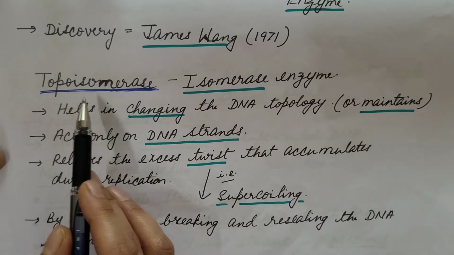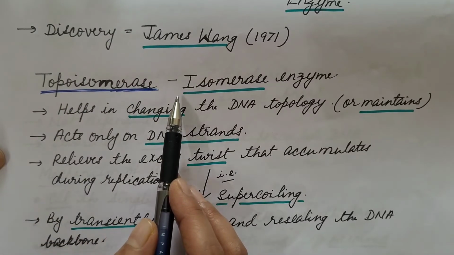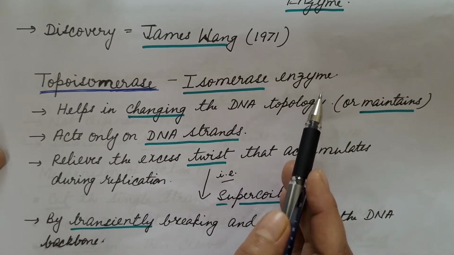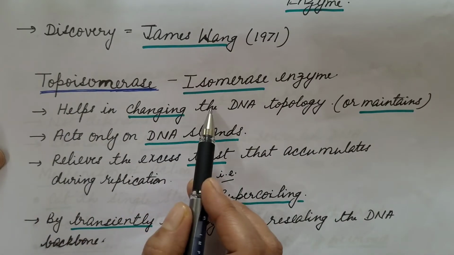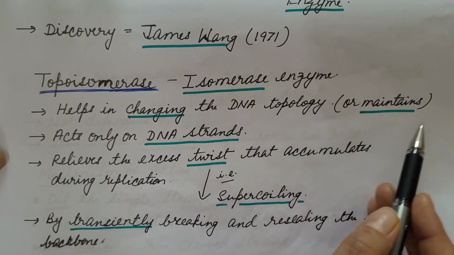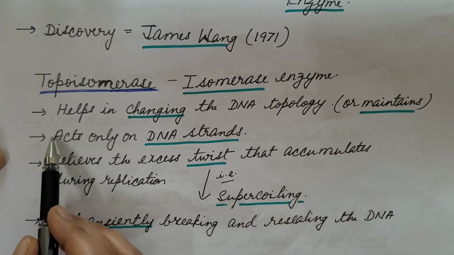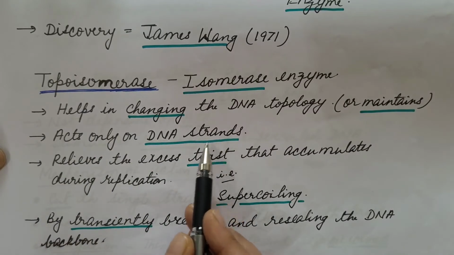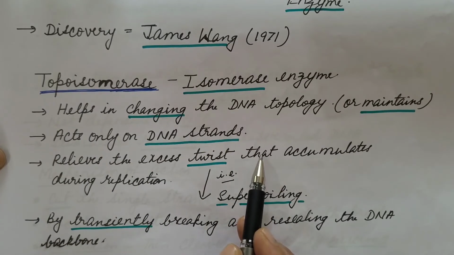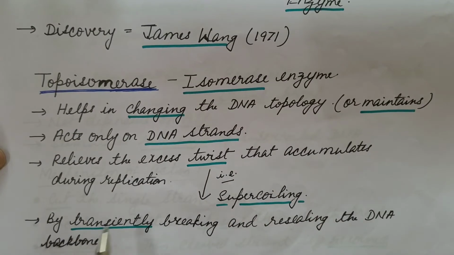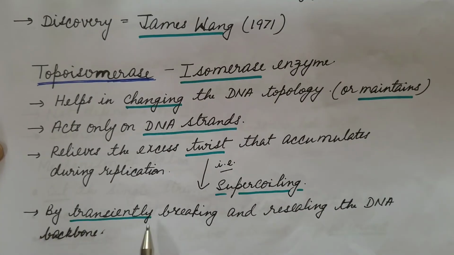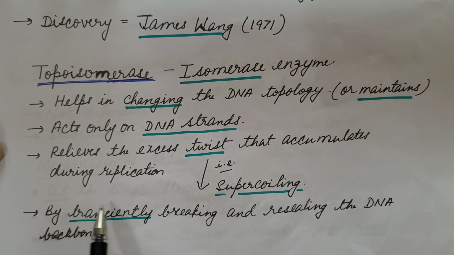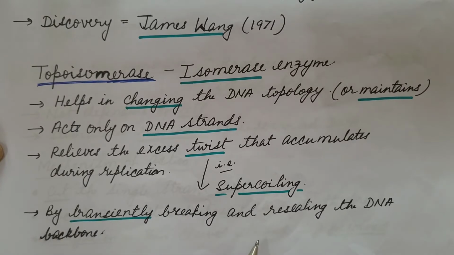Now let us see about the topoisomerase enzyme. As the name suggests, these are isomerase enzymes. These help in changing the DNA topology, or maintaining the DNA topology. It acts only on DNA strands. It relieves the excess twist, that is supercoiling, which accumulates during replication. It acts by transiently breaking and resealing the DNA backbone. The break that is caused by the DNA topoisomerase is not permanent, but temporary.